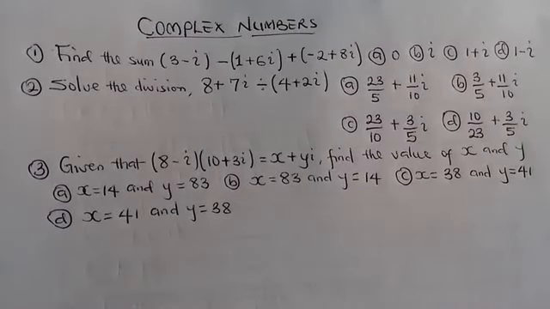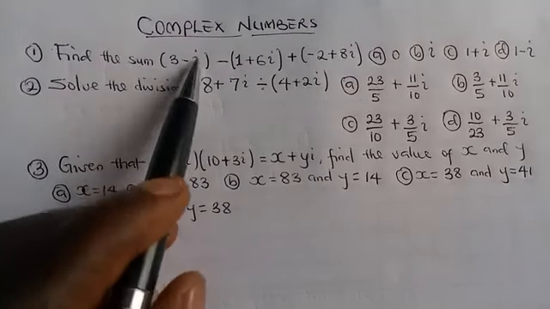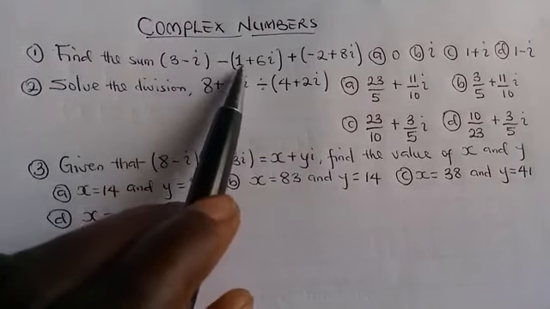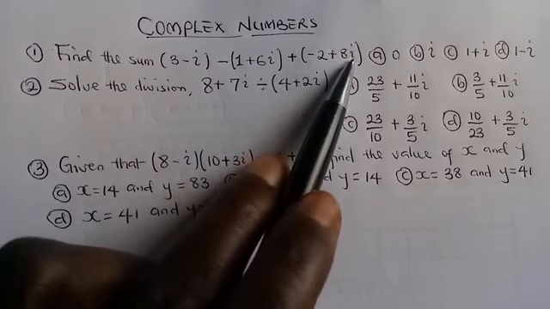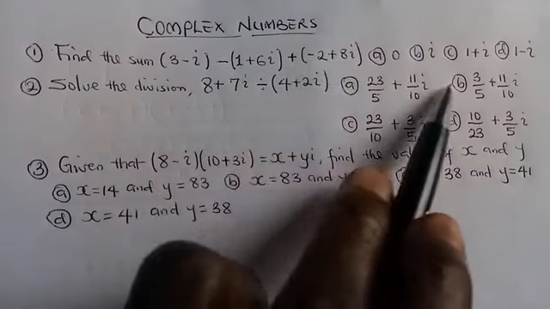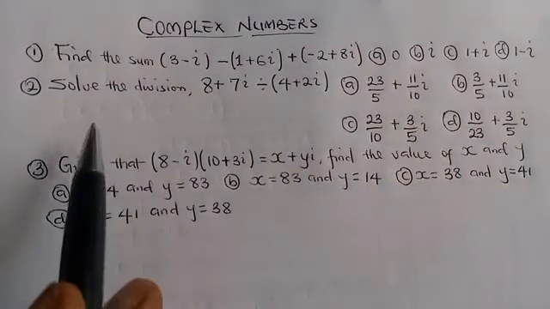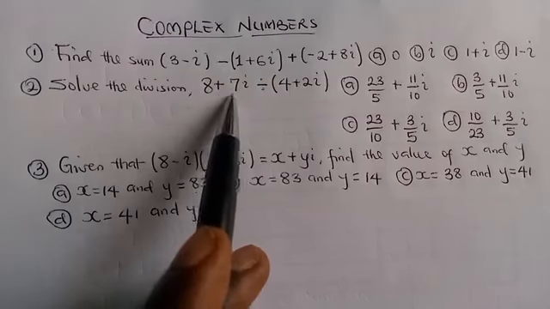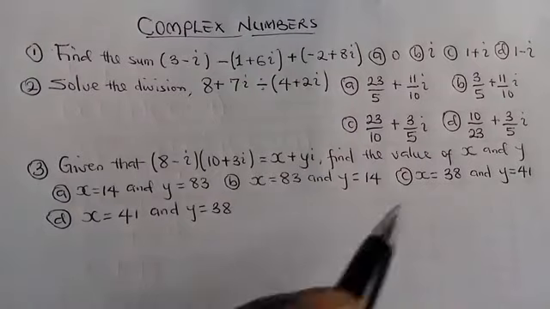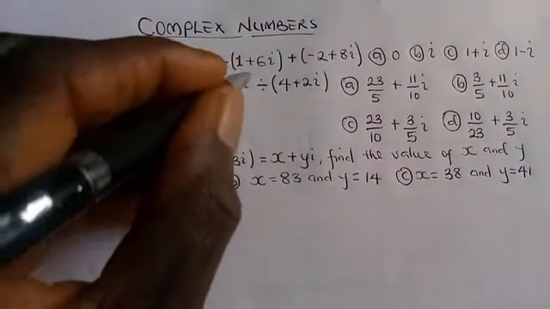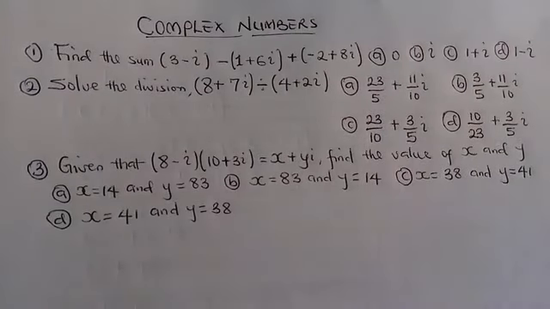We have the following questions under complex numbers to attend to. The first one says we should find the sum of 3 minus i, minus 1 plus 6i, plus minus 2 plus 8i, with these options. Then the second one says we should solve the division 8 plus 7i divided by 4 plus 2i, with the options given here, A, B, C, D.